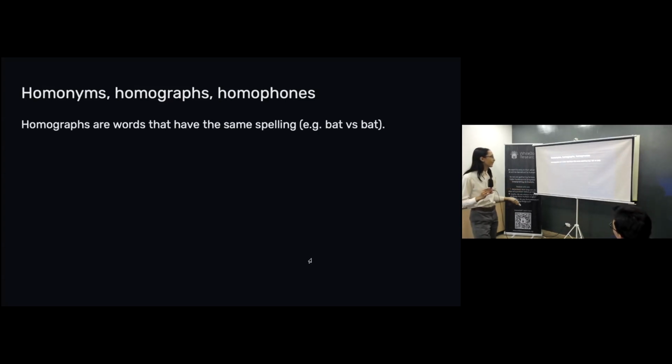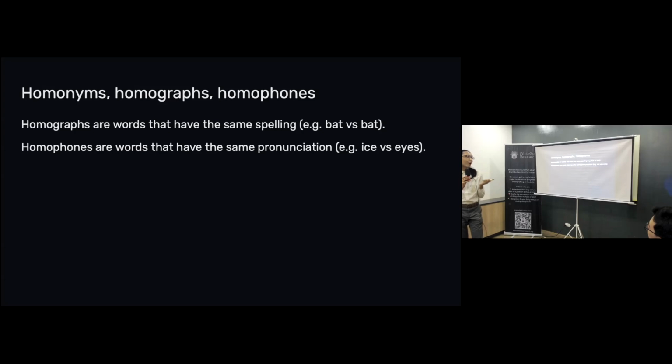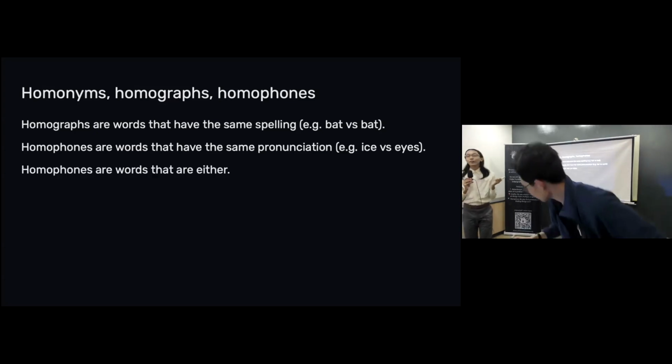They can only read. So here, I just want to clarify a little point about homonyms, homographs, and homophones. Homographs are words that have the same spelling, but they have different meanings. So for example, you have bat, which means the animal, and you also have bat as in the baseball bat. And you also have homophones, which are words that have the same pronunciation, like eyes and ice. Ice is solid water and eyes is the sensing organ.